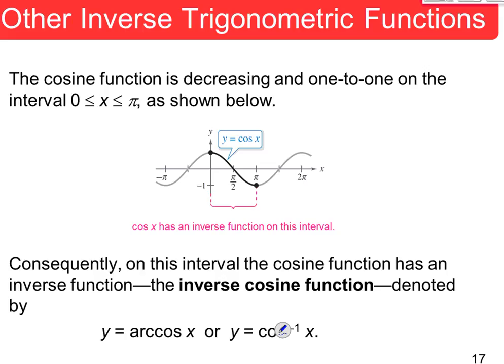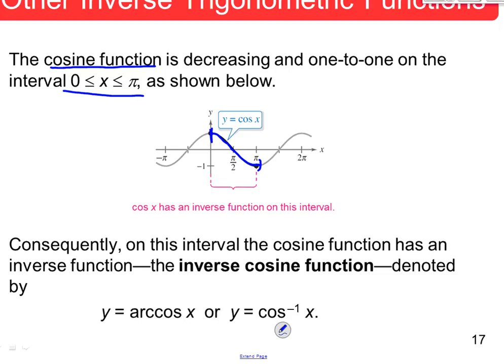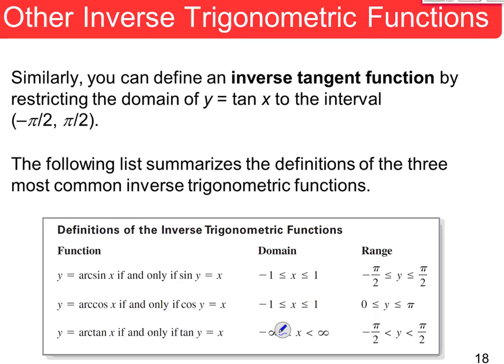So cosine we talked about, to make it one-to-one and pass that horizontal line test, we're going to go from, in this case, 0 to pi. And so that's where cosine is one-to-one, and it's decreasing that whole time. And again, it's called either the arc cosine or the inverse cosine as we look at that.